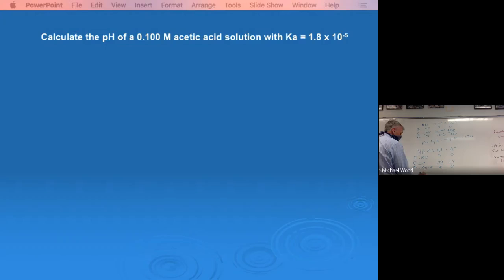So I take the Ka, 1.8 times 10 to the negative fifth, is equal to X squared over 0.100. So if I solve for X, 1.8 times 10 to the negative fifth times 0.1, take the square root of that. So what I get then for X, which is the H plus, is 0.0013. And then I'll do the negative log of that. I get 2.89.